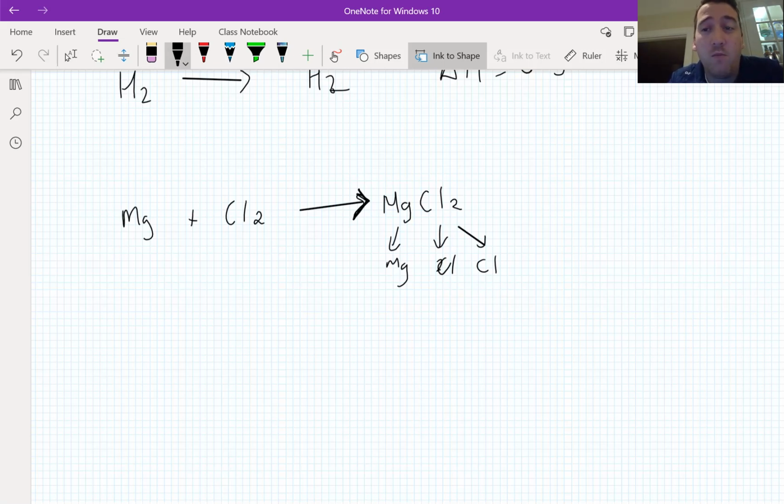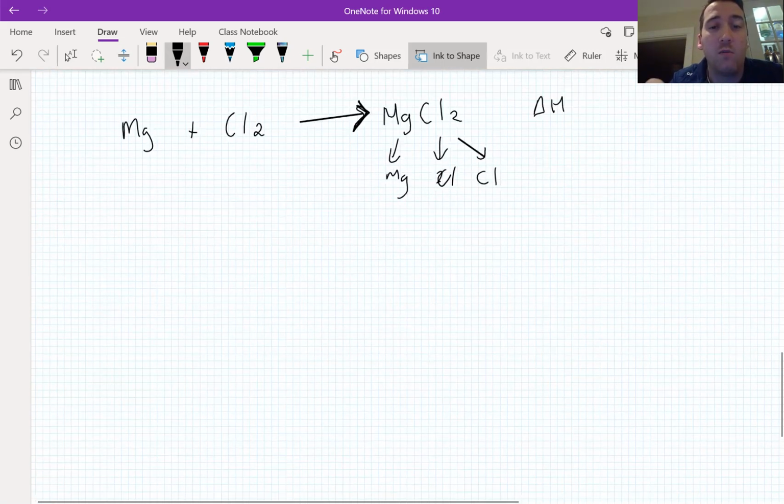Now, we don't know what the heat change is, but there is going to be a delta H here, and that would be our heat of formation. I'm not sure exactly what that number is. We don't really need to know that right now. We're just practicing writing out formation equations. Okay, let's try another one. I'll do another one with you now.